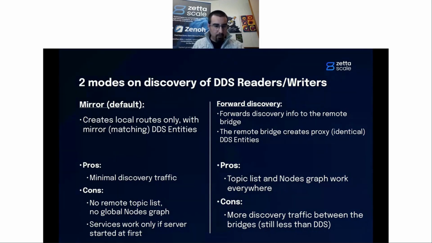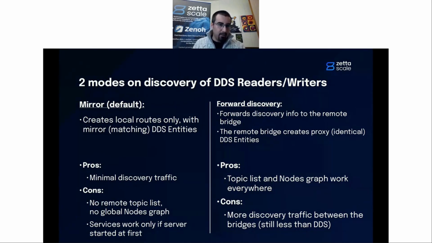ROS2 service client starting first, the bridge will discover its writer on the request topic and its reader on the reply topic, and it will create mirroring entities, and the client will think that the service is here, but it's not the service, it's just the Zenoh bridge. So the client will send a request that will go nowhere.